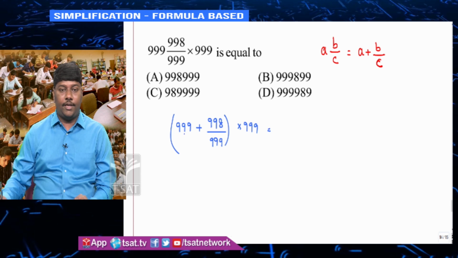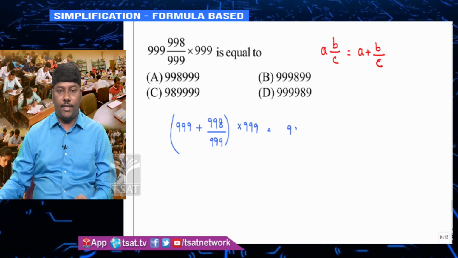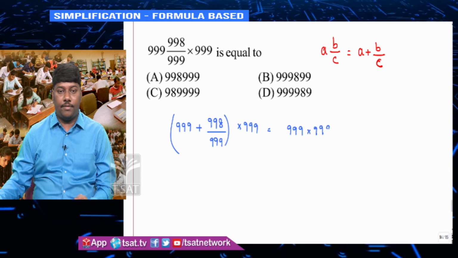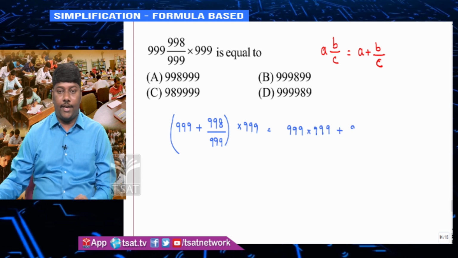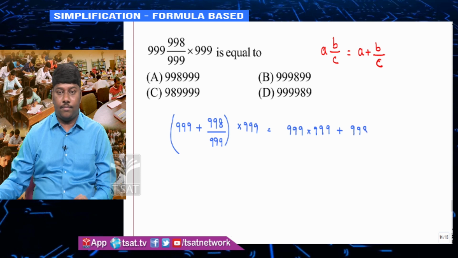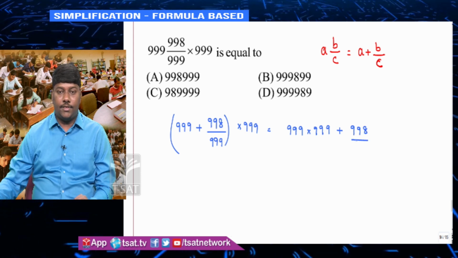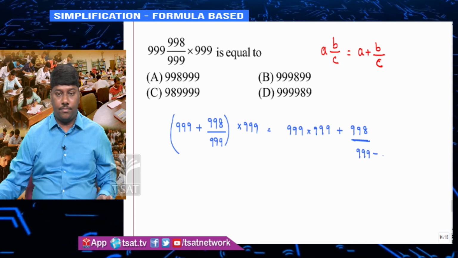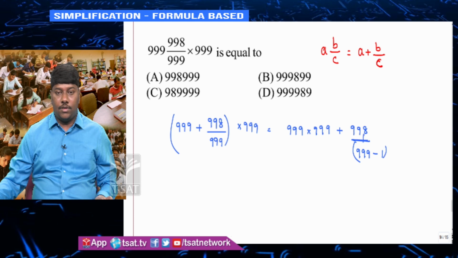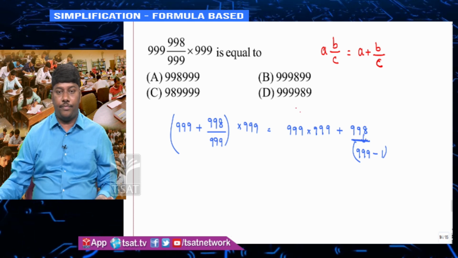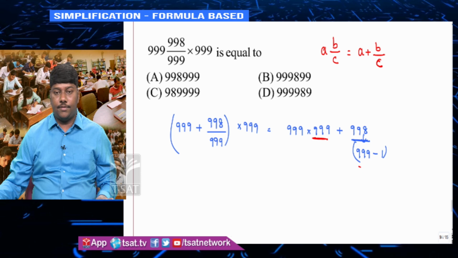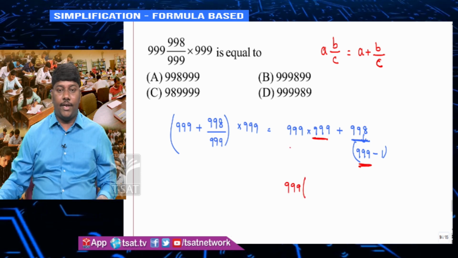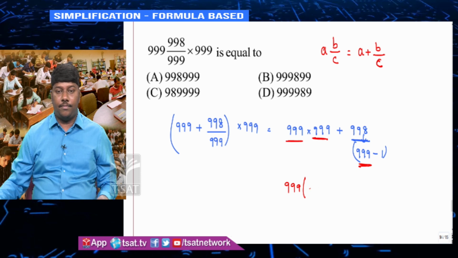So 999 into 999, 999 whole square. It would be 999 into 999 plus 998. Can write it as 999 minus 1, this particular one. Common 999 from this and this. If I take 999 common, you are going to get 999 plus 1, that's 1000.